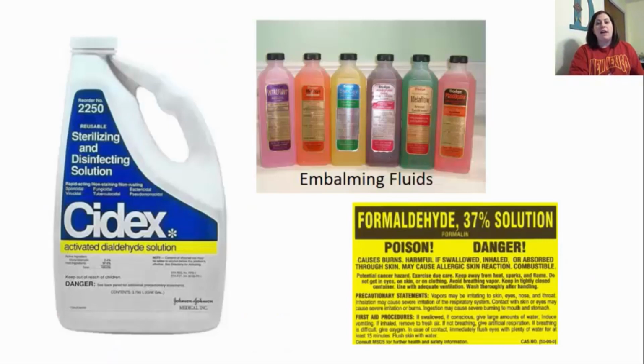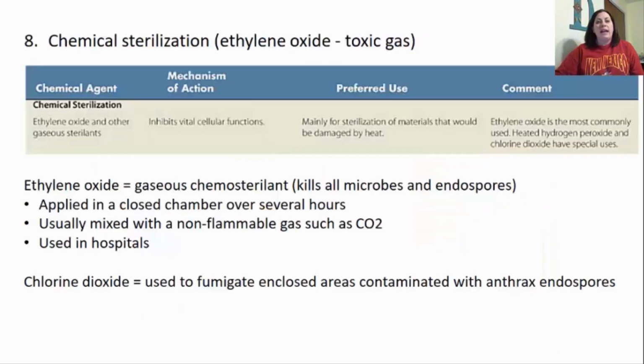We also see that formalin and our aldehydes are found in embalming fluids. Okay. One thing to notice, formaldehyde is poisonous. It's very dangerous if it is consumed. We then have chemical sterilization. Chemical sterilization is using a toxic gas called ethylene oxide. This inhibits vital cellular functions.